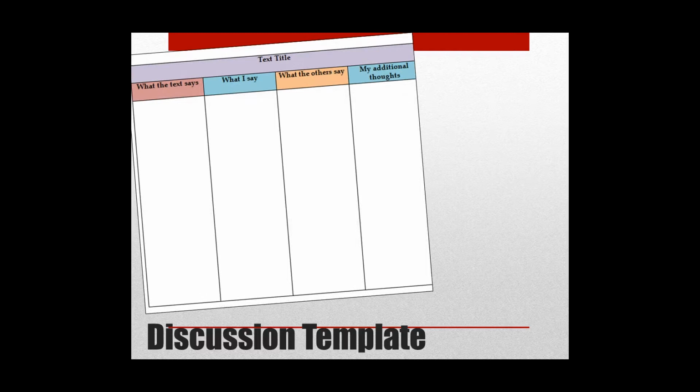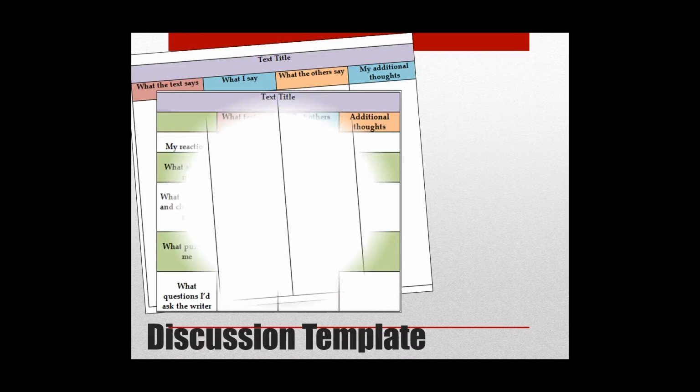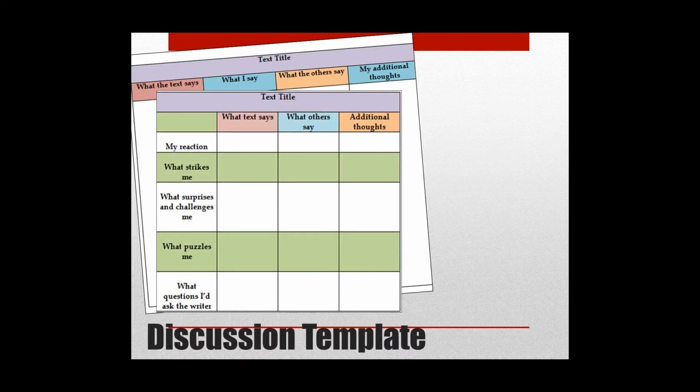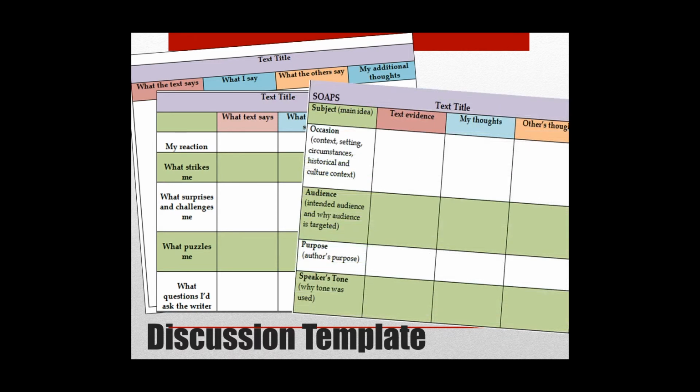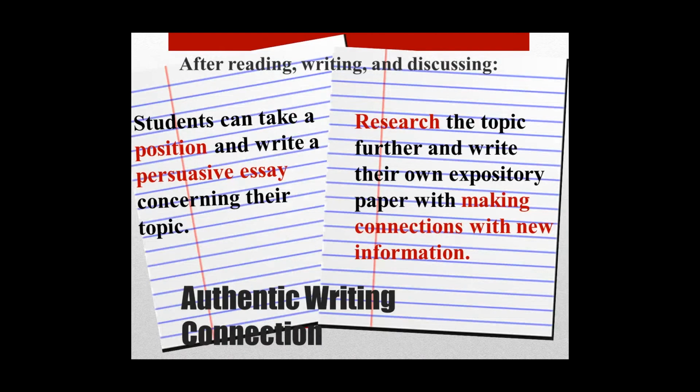Students can use a preset template to guide their thinking and writing depending on your purposes and strategies that you're using. Keep the template simple so that students are free to think and respond to the text and respond to their classmates' thoughts and discussions. To make authentic writing connections, after reading, writing, and discussing, students can take a position and write a persuasive essay concerning their topic. They can also research the topic further and write their own expository paper with new information. Writing takes thinking to a deeper level. It enhances students' ability to think, make connections, and achieve clarity, logic, and precision.